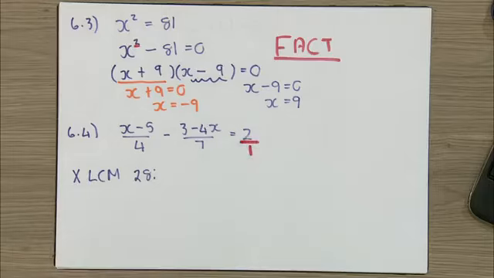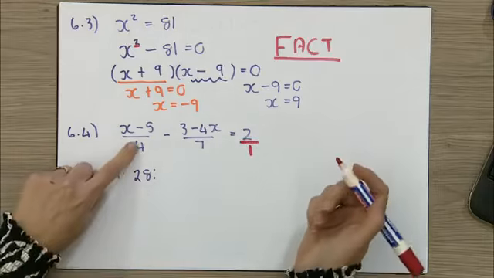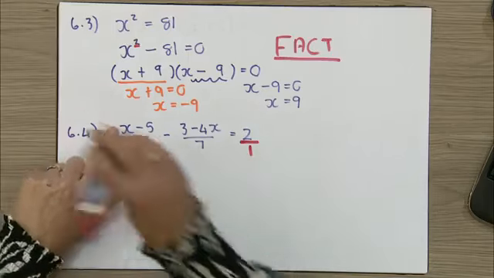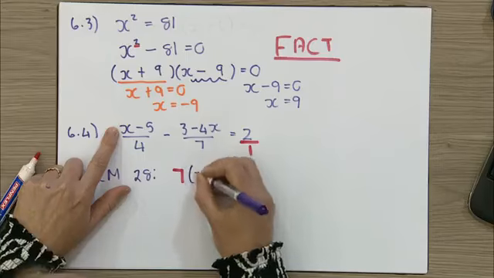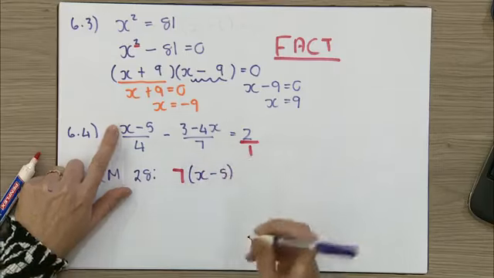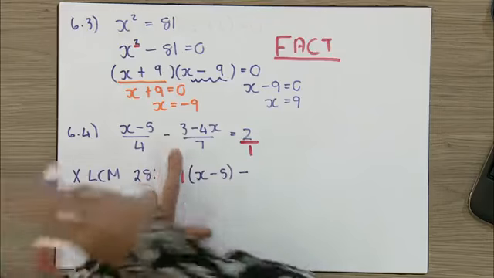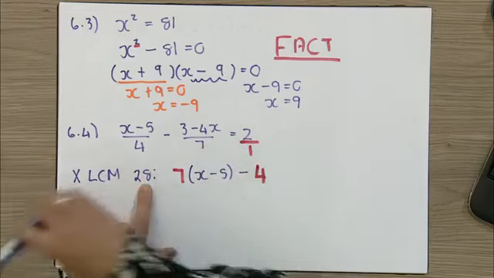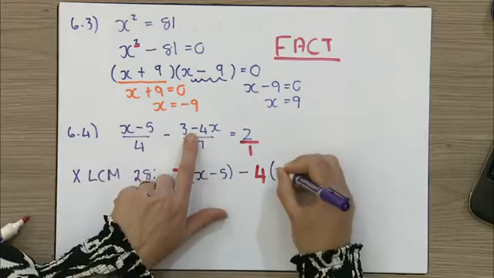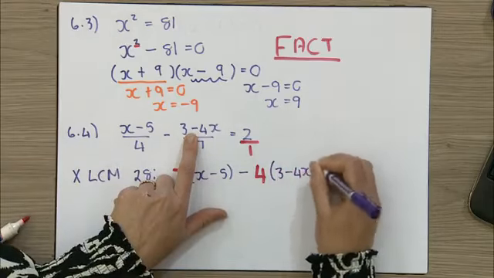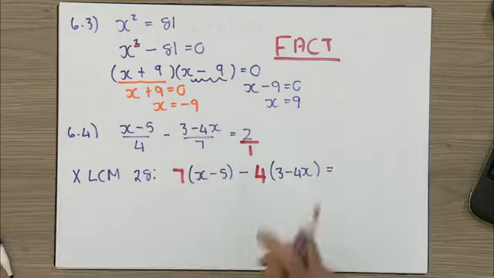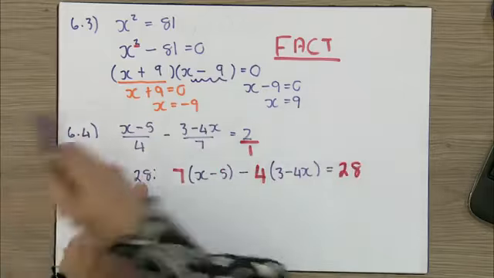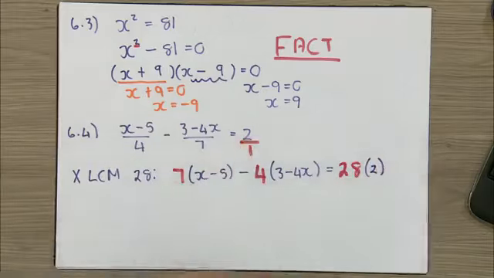so it's also a fraction. So, how many times does 4 go into 28? It goes in 7 times. So I've got to multiply the numerator with 7. So 7 times x minus 5. Then I've got a negative. How many times does 7 go into 28? 4 times. So 4 times the second numerator, 3 minus 4x, equals, how many times does 1 go into 28? 28 times. And I've got to multiply it with the 2. And now I've gotten rid of the fraction.